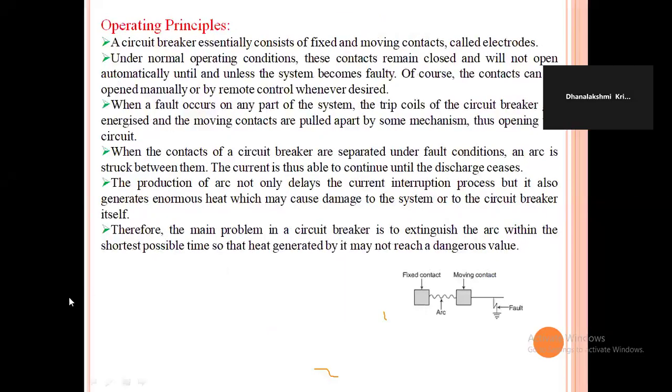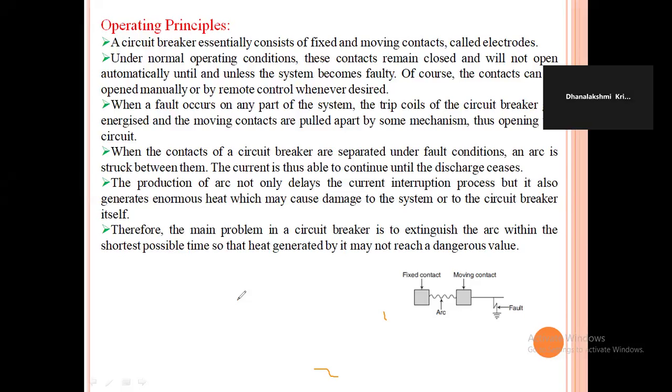Circuit breaker essentially consists of two contacts, a fixed contact and a moving contact. It acts like an electrode. Under normal condition, these contacts remain closed and will not open automatically unless the system becomes faulty. If a fault occurs on any part of the system, the trip coil of the circuit breaker is energized and the moving contact is pulled apart by some mechanism.